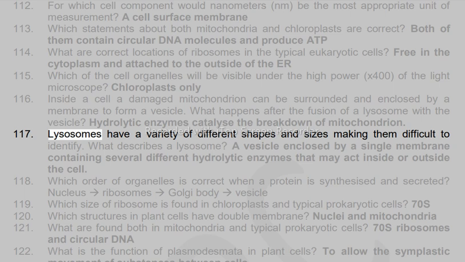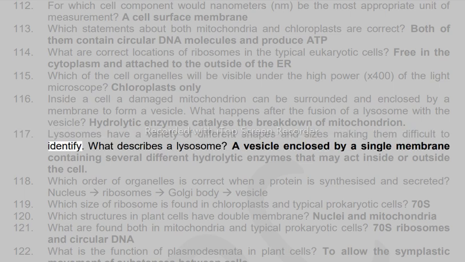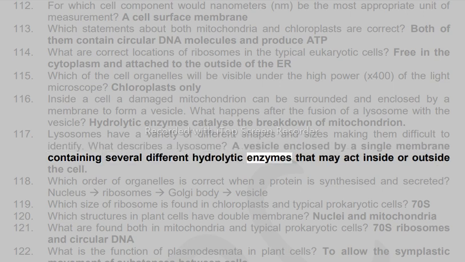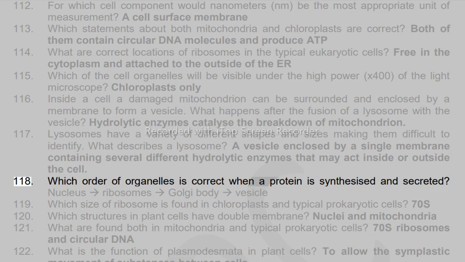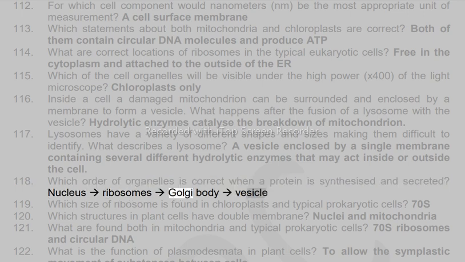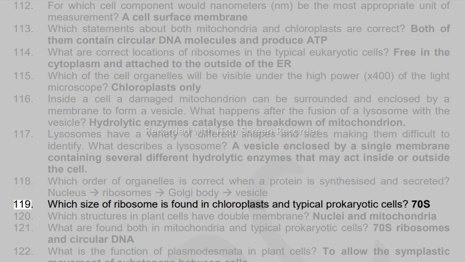117. Lysosomes have a variety of different shapes and sizes, making them difficult to identify. What describes a lysosome? A vesicle enclosed by a single membrane, containing several different hydrolytic enzymes that may act inside or outside the cell. 118. Which order of organelles is correct when a protein is synthesized and secreted? Nucleus, ribosomes, Golgi body, vesicle.